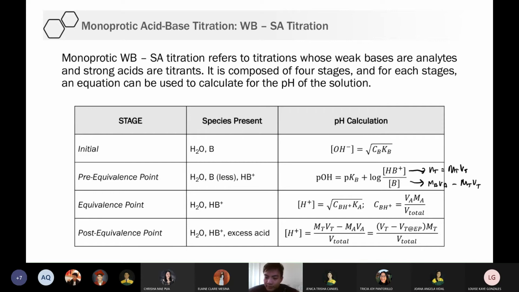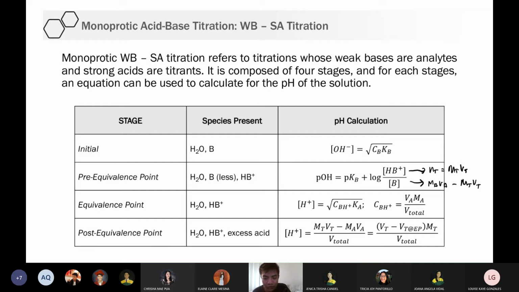Conjugate acid, conjugate acid. The answer is conjugate acid. Okay, obvious naman na, kasi counterpart nga lang ito ng kanina. Kung kanina conjugate base, ngayon conjugate acid. I will ask you this.